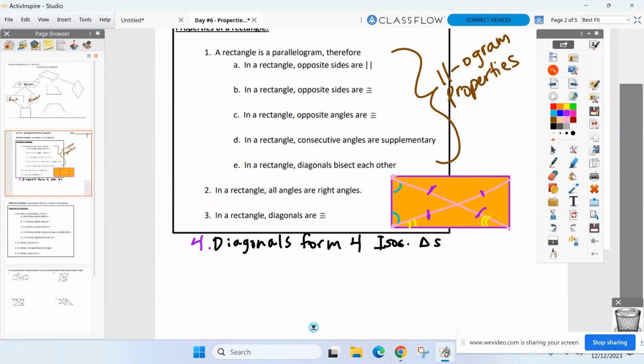So any questions with the rectangle? It's a parallelogram. That's the one thing I'm going to keep harping on, and it's going to get annoying. Everyone forgets that it's a parallelogram and always forgets these properties. Parallelogram properties apply, and they have a couple extra ones that the parallelogram does not. Good on a rectangle before I get to the rhombus?